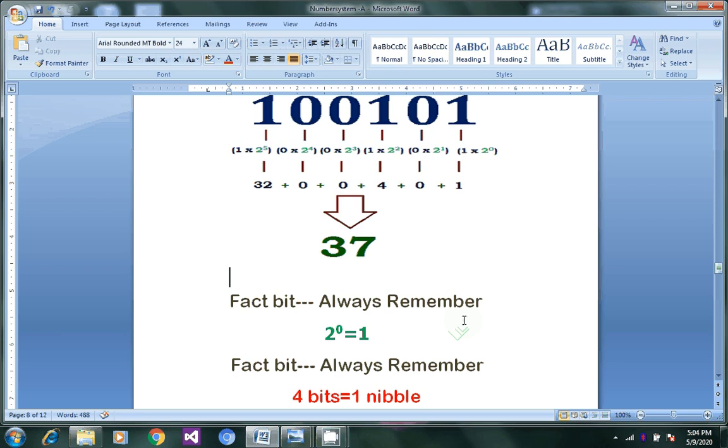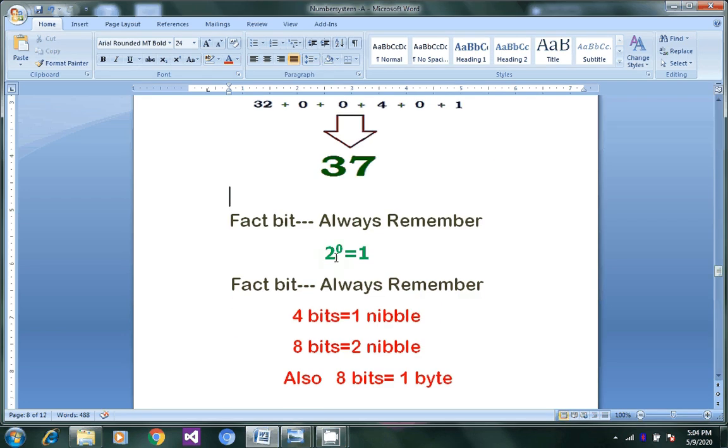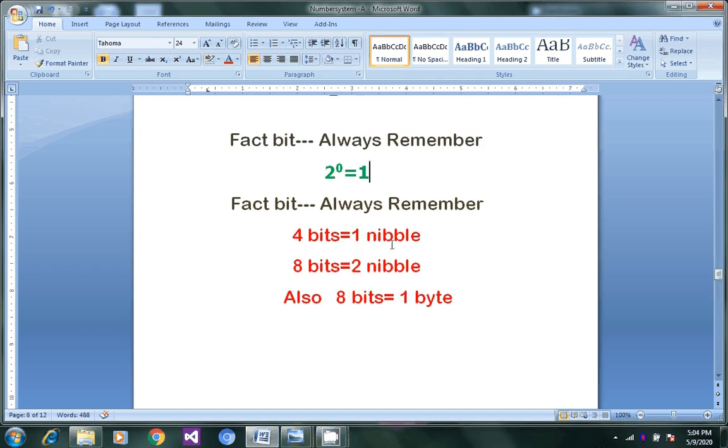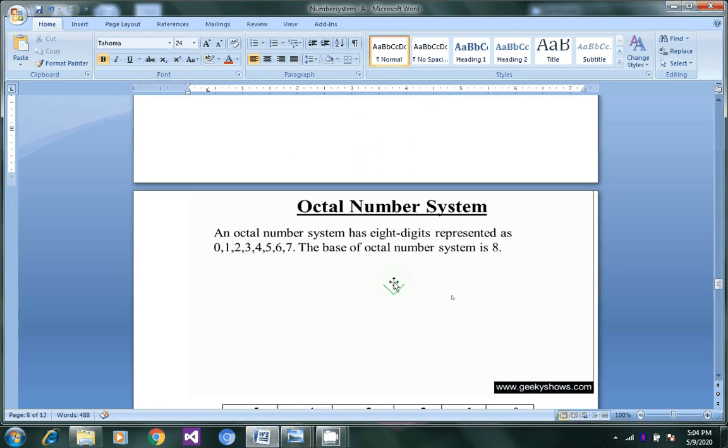One more fact bit you should always remember: any number which has the power 0 is equal to 1. All of you see here 2 to the power 0, which is equal to 1. And one more fact bit to always remember: 4 bits equal 1 nibble, 8 bits equal 2 nibbles, and also 8 bits equal 1 byte. Always remember these facts. The next number system is the octal number system.